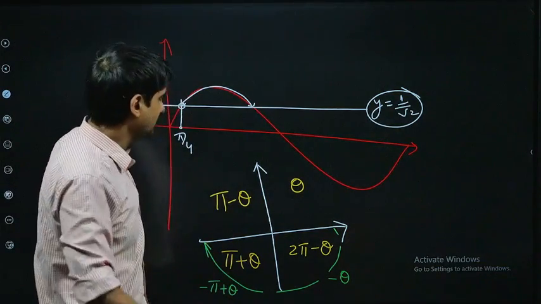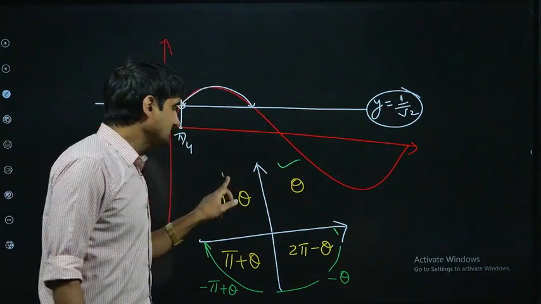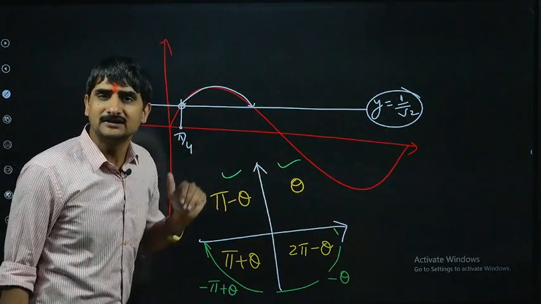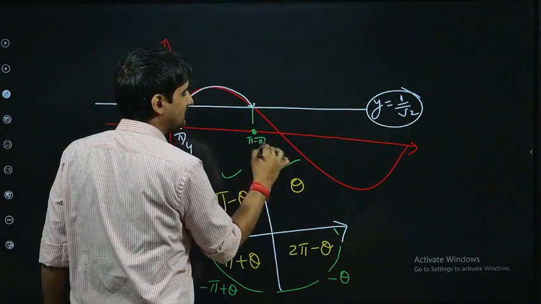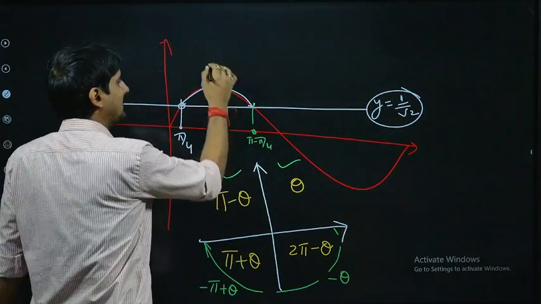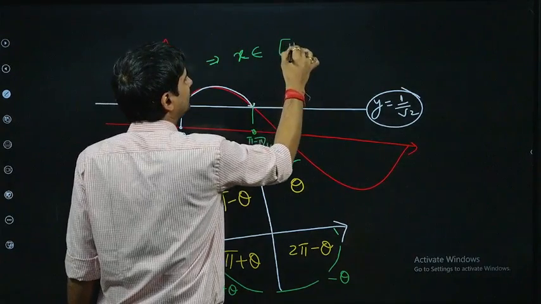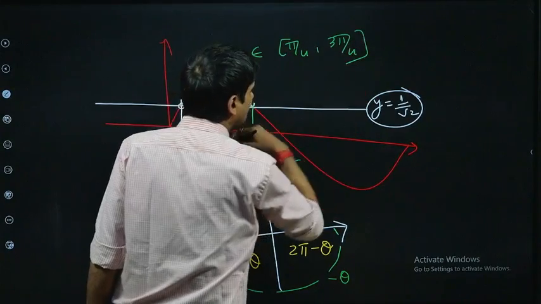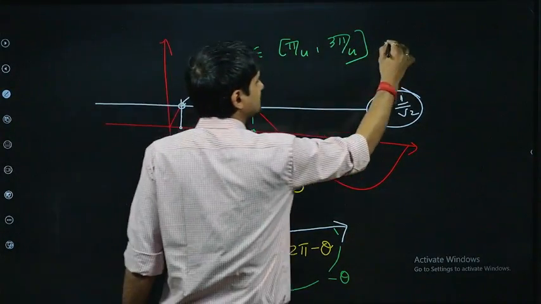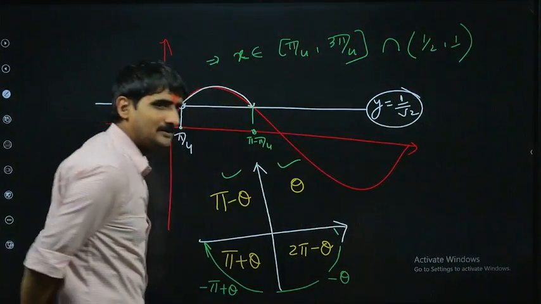Don't forget this. Now since sine is positive in the first quadrant and in the second quadrant, and the first quadrant angle is pi by 4, hence the second quadrant angle is nothing but pi minus pi by 4. So that means theta or x belongs to the closed interval pi by 4 to 3 pi by 4. Now we have to take its intersection with the interval half to 1 here, isn't that?